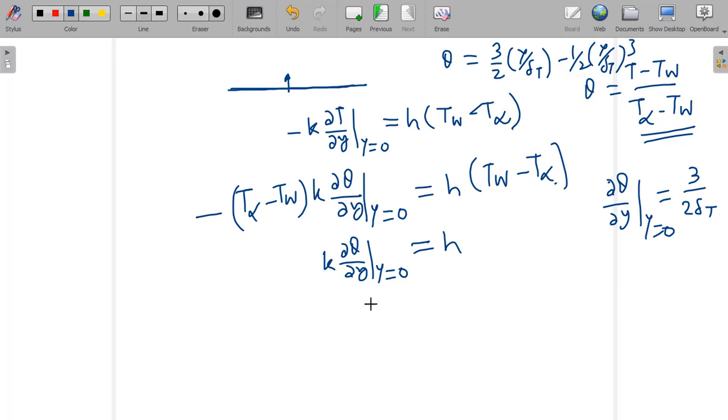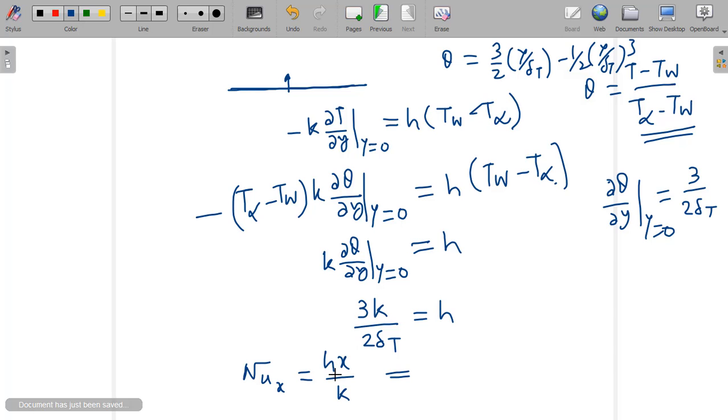So if you just put that value, it will become k into 3 by 2 delta t, which is equal to h. So what is Nusselt number? The local Nusselt number Nu x is nothing but h into x divided by k. Already we know the expression of h, so you just put it in this expression. So it is 3k by 2 delta t, that is h, multiplied by x and divided by k. That is the local Nusselt number.